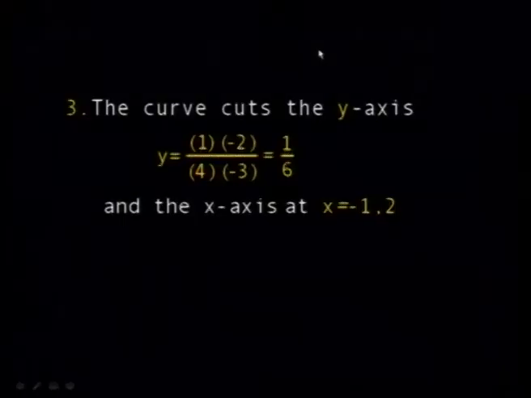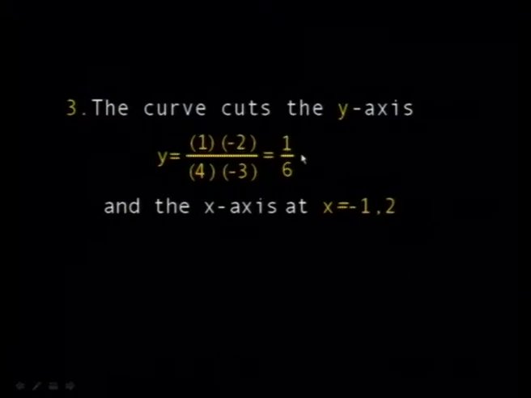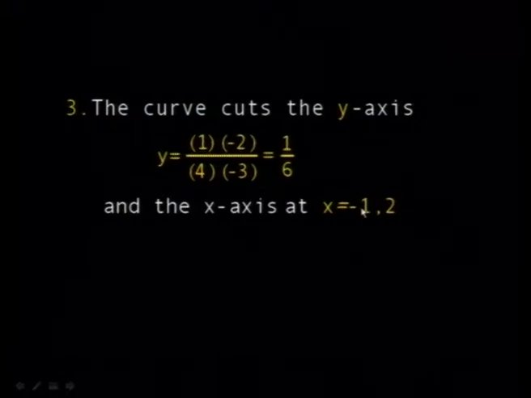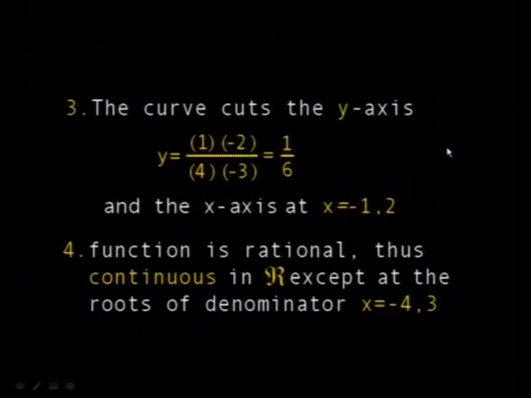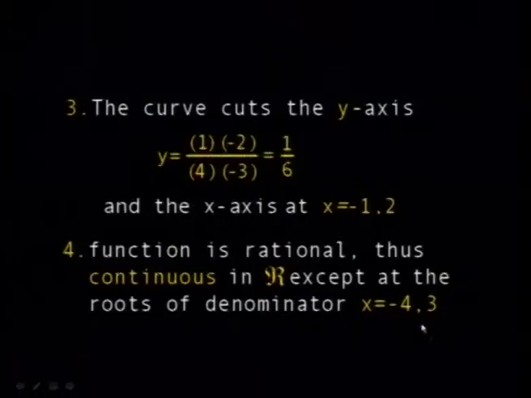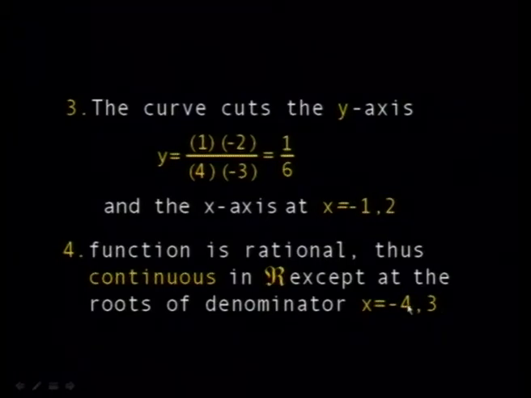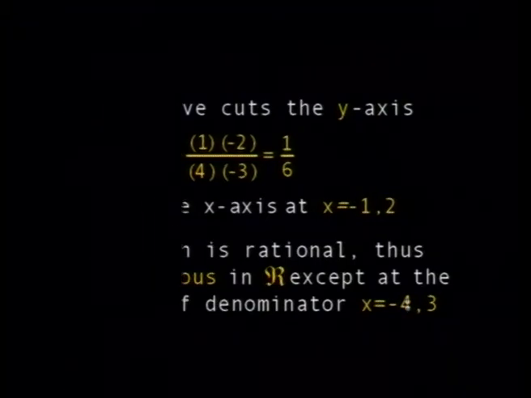So here it is. The curve cuts the y-axis at 1/6. This we found before. And the intersections with the x-axis are the points -1 and 2. These are the points at which it passes from below to the upper side of the x-axis. These we already located. The function is a rational function, and therefore it's continuous everywhere except at the roots of the denominator, at which the asymptote exists. So this we found already.